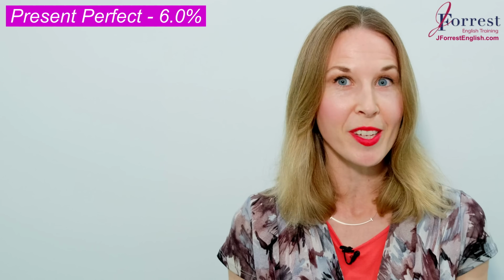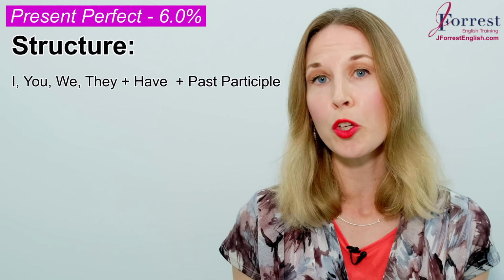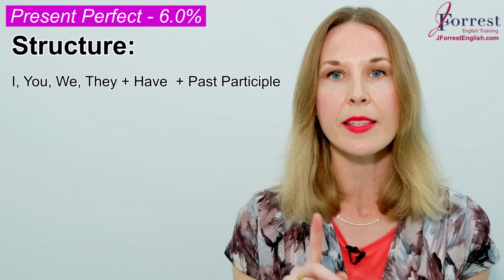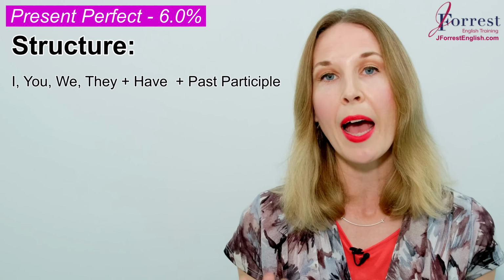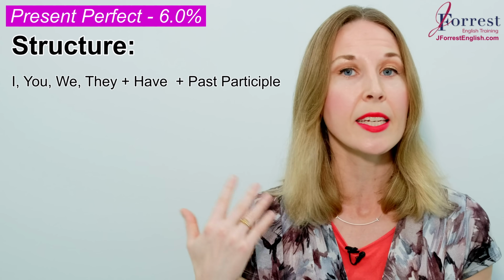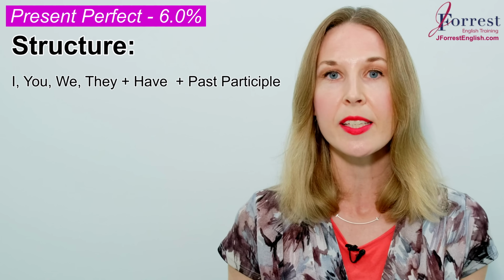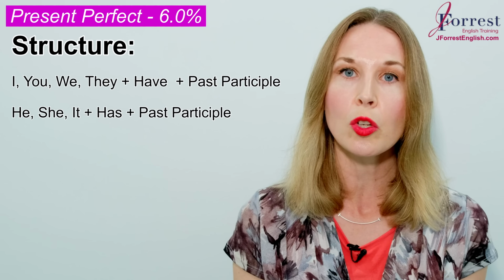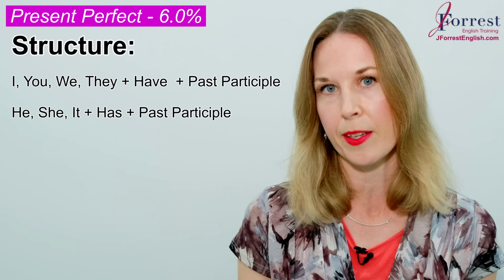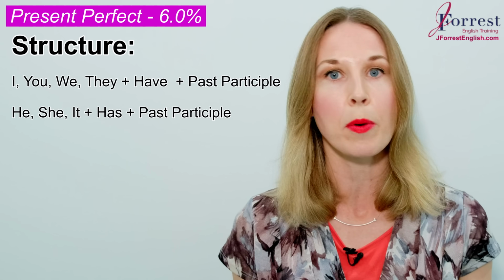Now let's talk about the present perfect, a verb tense that confuses a lot of students, but absolutely you must know how to use it. The structure is I, you, we, they, plus have, plus the past participle. And you simply need to memorize all the past participles. Now for the subjects he, she, it, you need to use has as your auxiliary verb and the past participle.